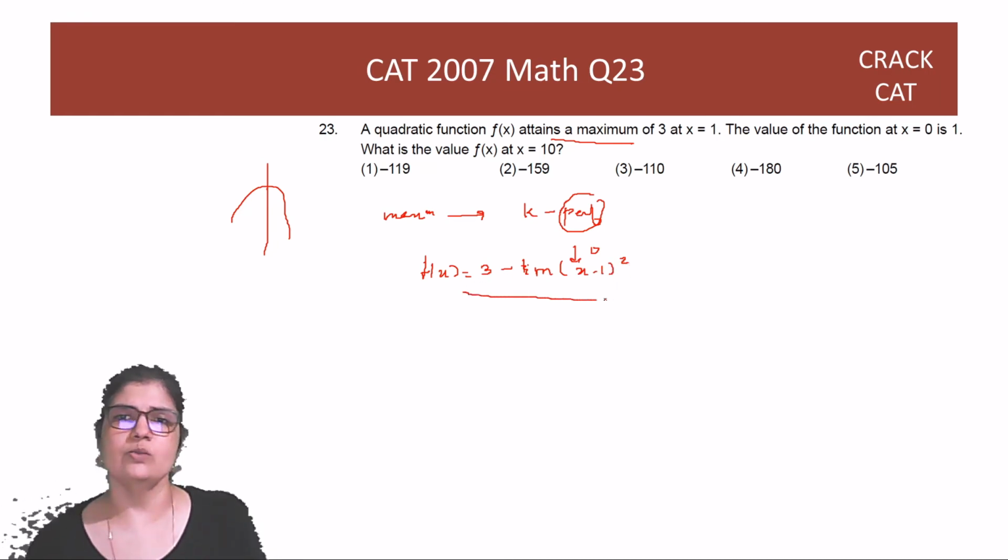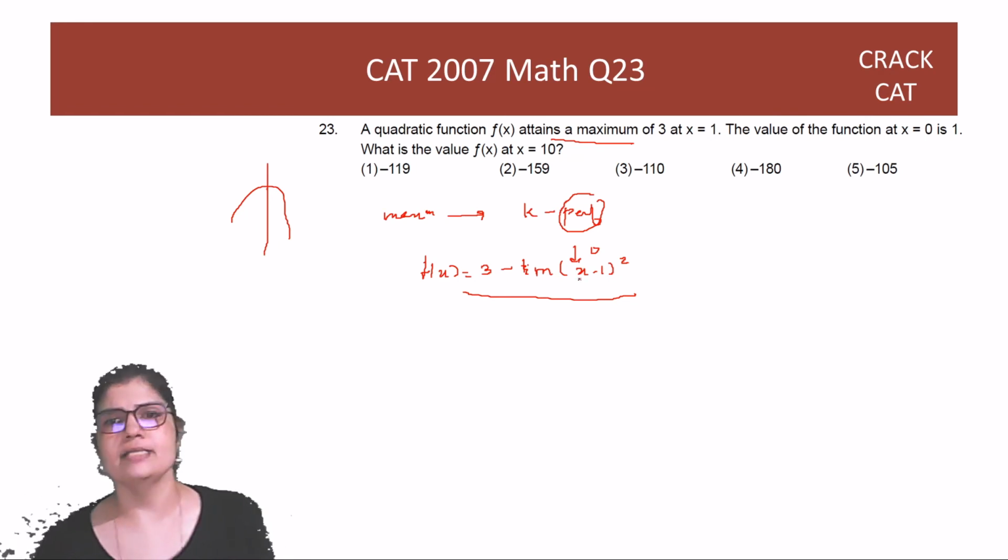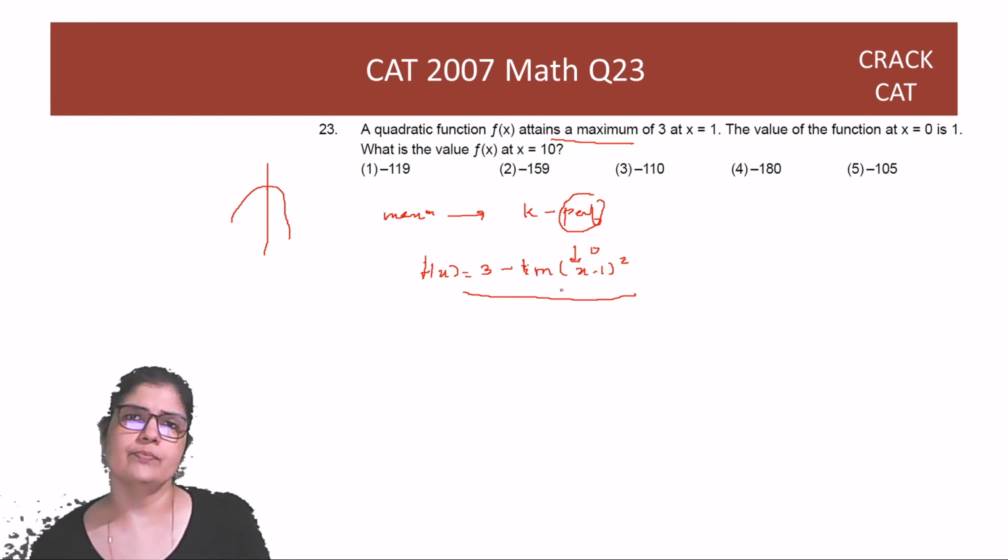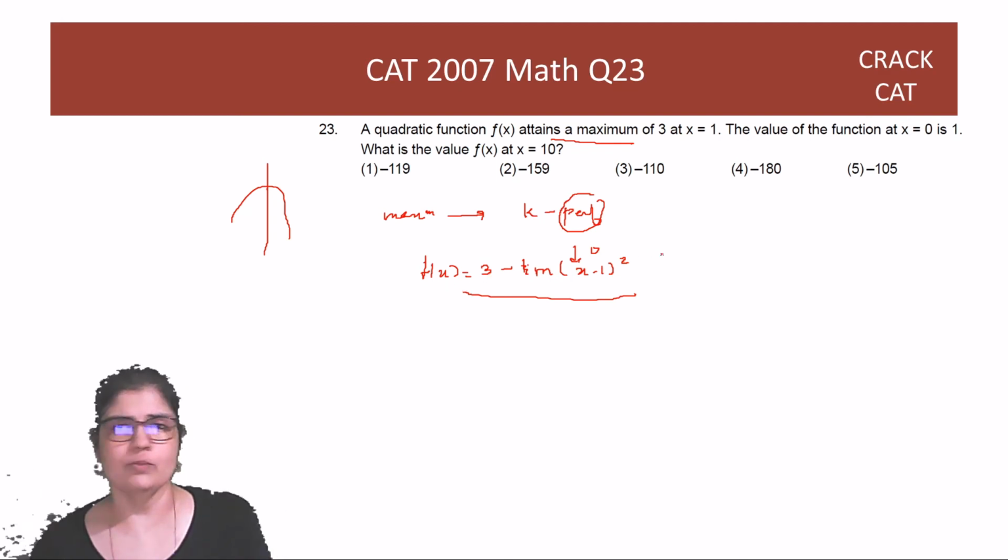This function will attain a maximum of 3 at x equal to 1. At x equal to 1, this becomes 0 and you get the maximum. At other values of x, this keeps increasing, and you will not get that maximum. Okay, so you got the function. Now, you have one more sentence.